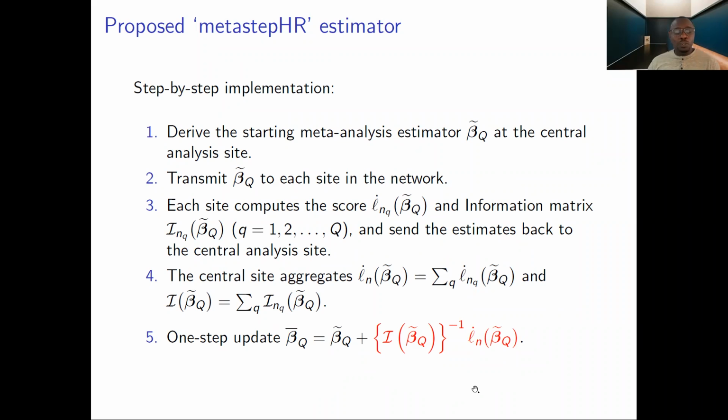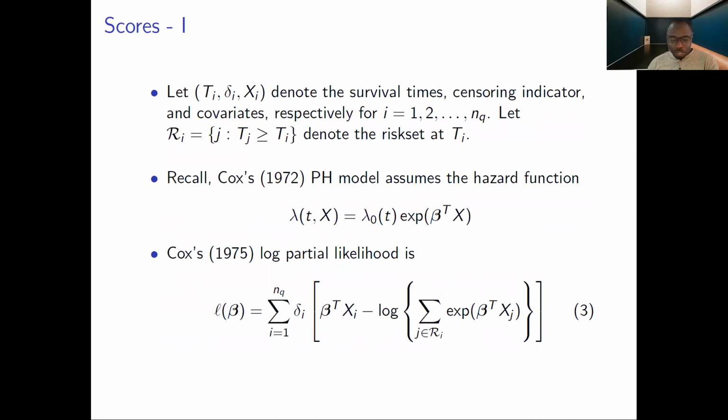So I have gone through the step implementation of how the estimator is constructed. Now, depending on the likelihood that we are working with, the gradient and the feature information, or the inverse of the feature information, would be a little bit different. So just to show how it is constructed in this setting, right?